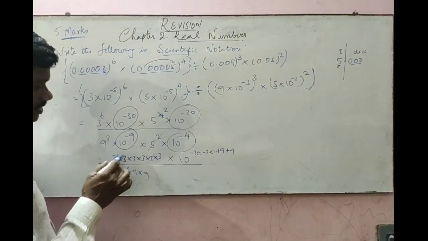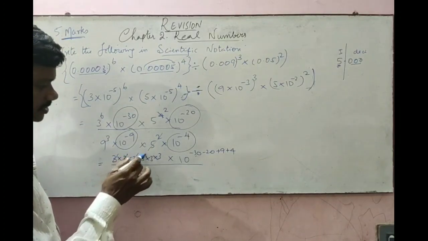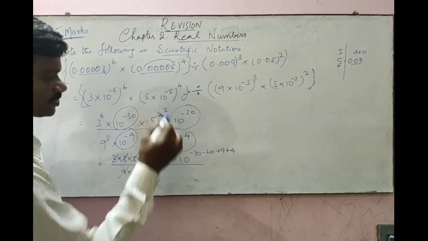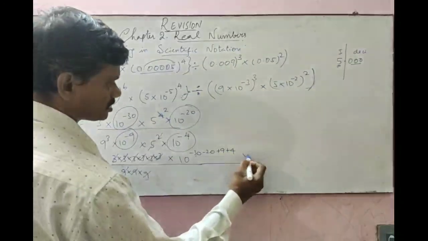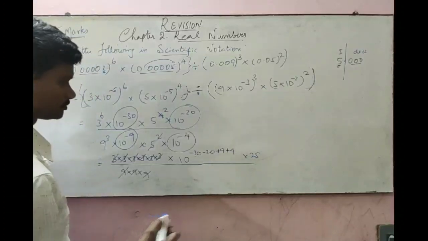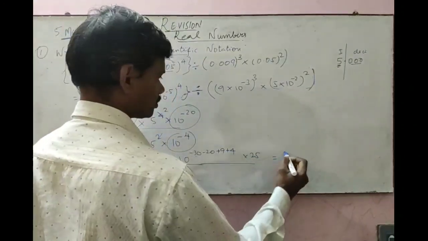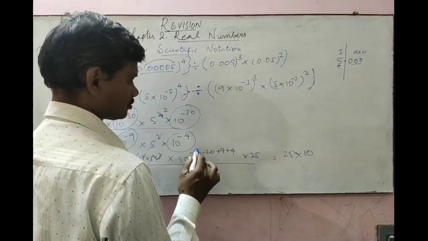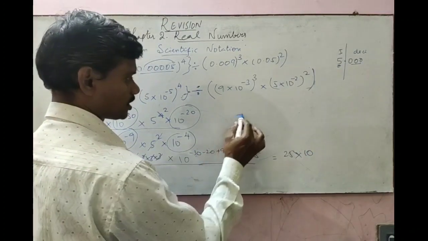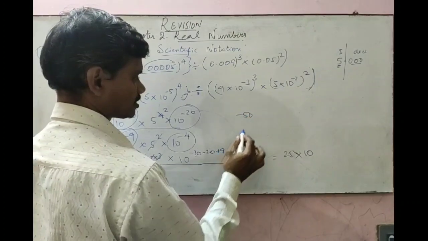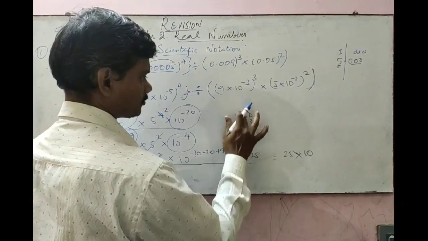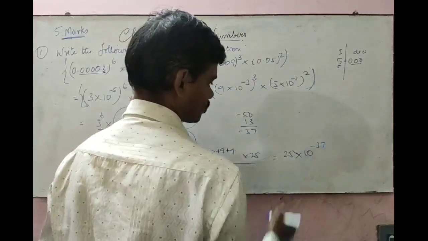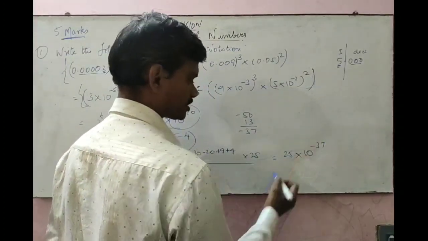Here 3 3s are 9 gets cancelled. 3 3s are 9 gets cancelled. 3 3s are 9 gets cancelled. Here we have 5 power 2, that is 25. So the remaining numbers are 25 into 10 to the power of minus 30 minus 20 gives minus 50. 9 plus 4 gives 13. 50 minus 13 gives 37. Minus 37. 25 into 10 to the power of minus 37.